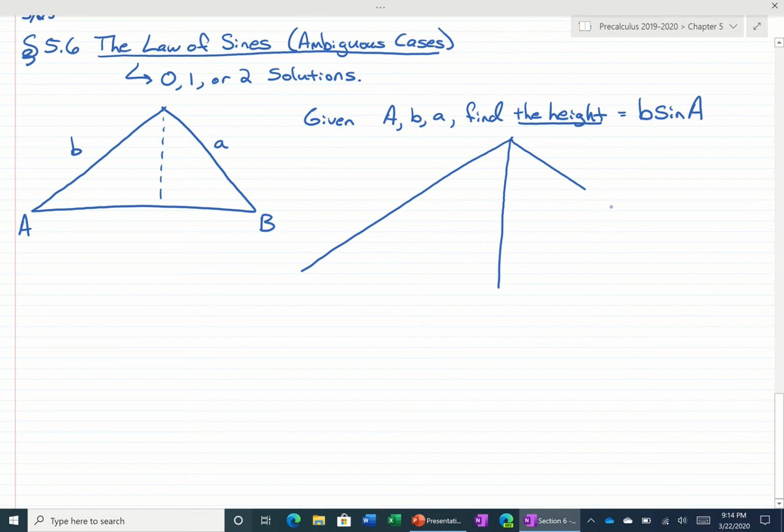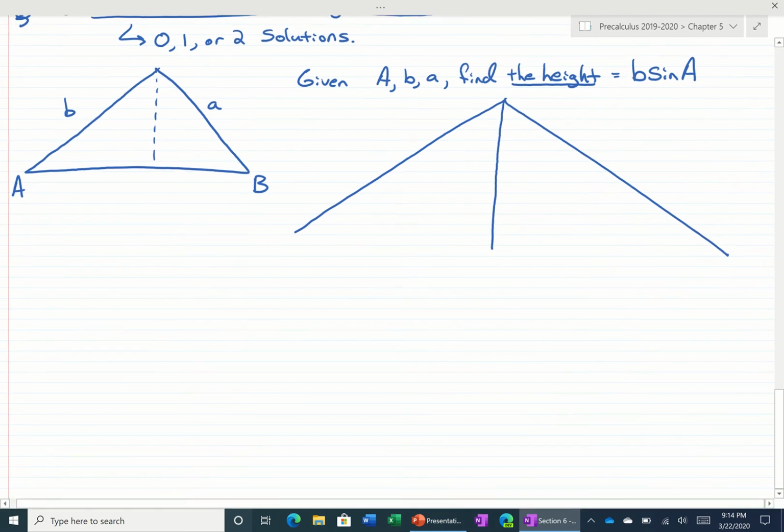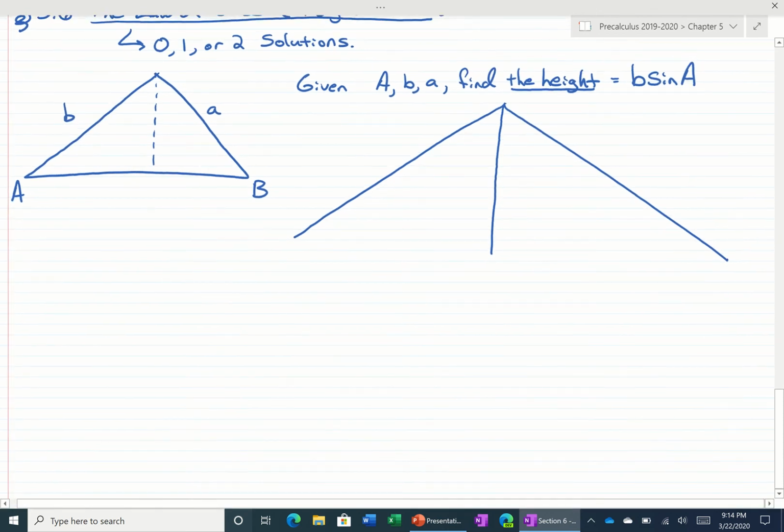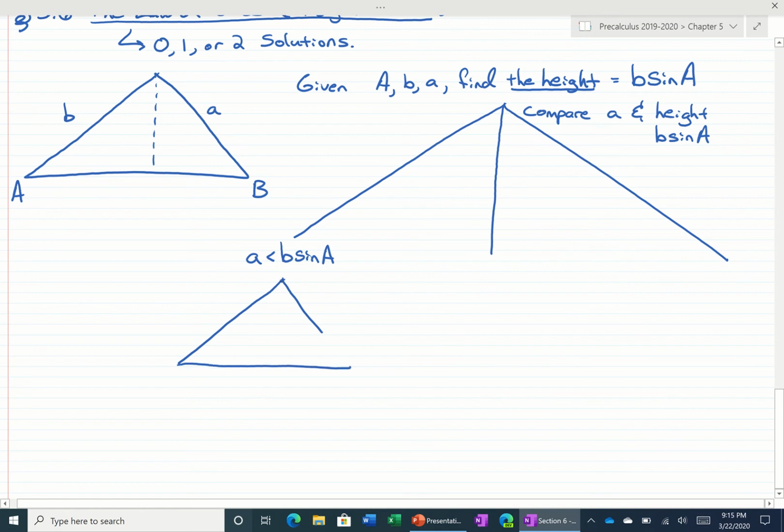And I attached a copy of this flowchart if you'd rather have that. We're going to compare side A and the height, which is always B times the sine of A. And there could be three things that could happen. One scenario is side A could be smaller than the height. If that happens, you wind up with a triangle that looks something like this.